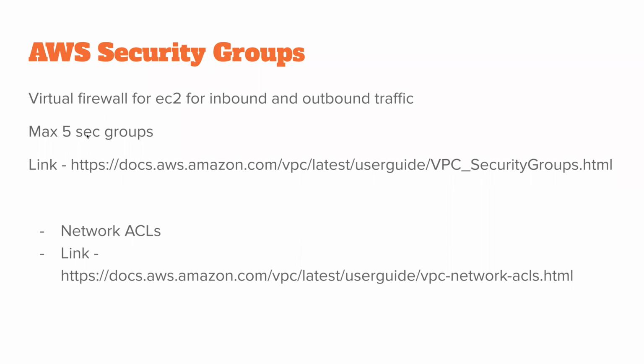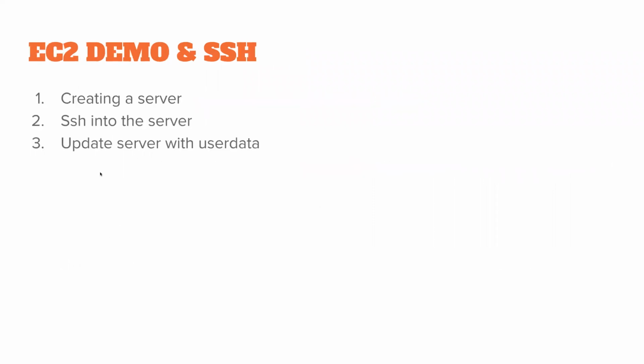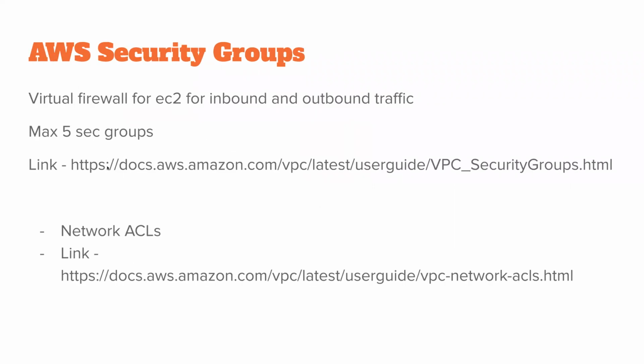You can have a max of 5 security groups on one instance, but I don't see why you should have up to 5 anyways. I've never really had more than 2 security groups on one instance, one load balancer or whatever. So you don't really need that, to be honest. And this is a link. If you want to study more about security groups, just follow it and read whatever you can.